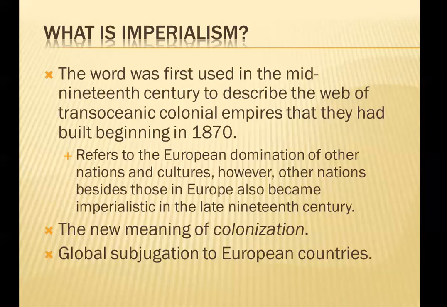Okay, so the first thing we're going to talk about is what is imperialism. Well, imperial means empire, and in the era 1750 to 1900, the Western European powers, and to a lesser extent the United States and Japan, established empires outside of their borders.